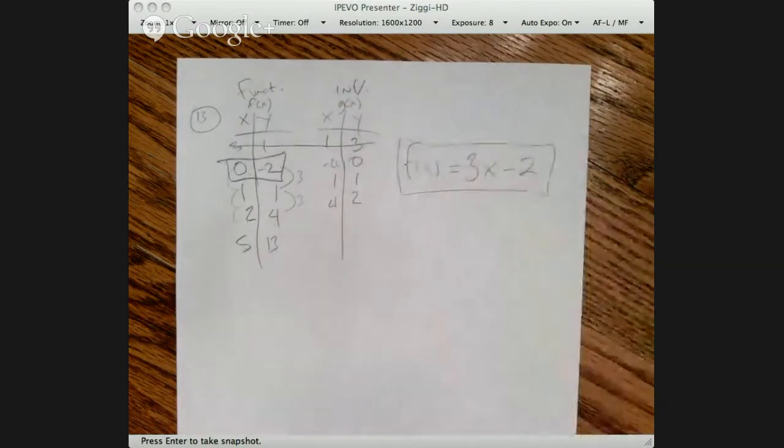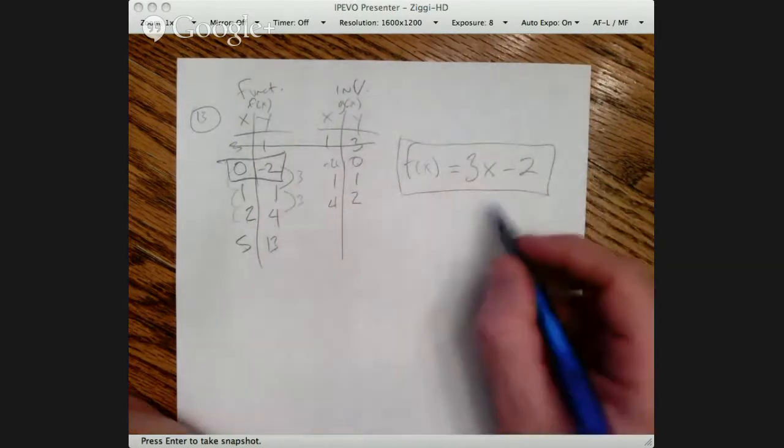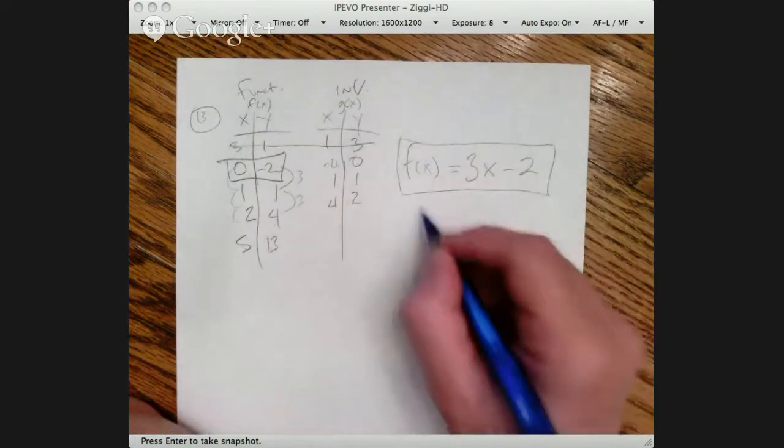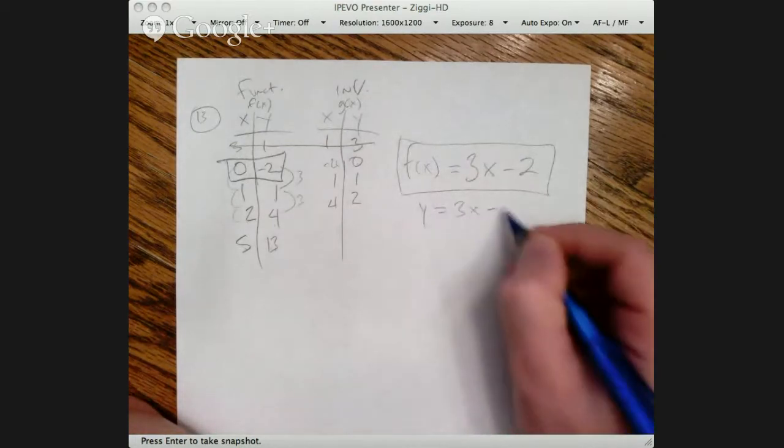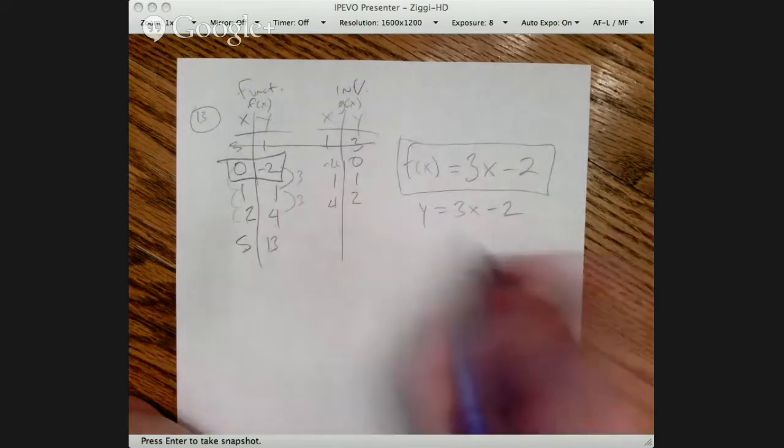Now, to be safe, to see if the other ones make some sense, I'm going to find out what the inverse of this is. So we've done this a lot. There's going to be some problems later on the sheet we do. So we flip our x and our y.